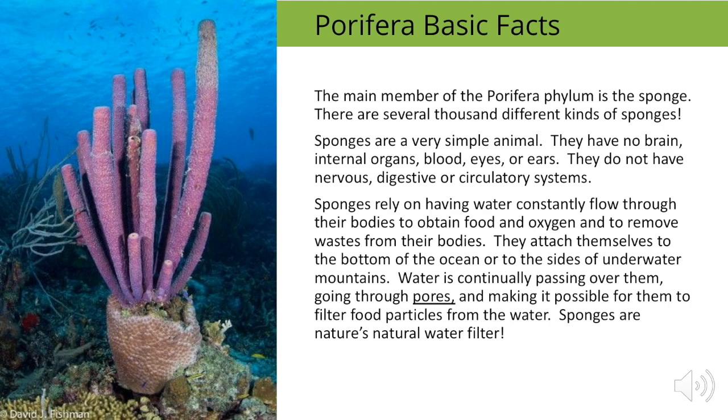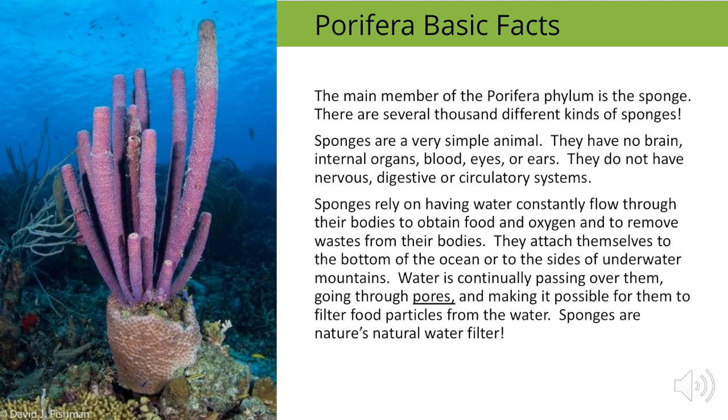There are several thousand kinds of sponges. Sponges are very simple animals. They have no brain, internal organs, blood, eyes, or ears. They have no nervous system. They don't have a digestive system or a circulatory system. Sponges rely on having water constantly flow through their bodies to obtain food and oxygen, and to remove waste from their bodies. They attach themselves to the bottom of the ocean or the sides of the underwater mountains.